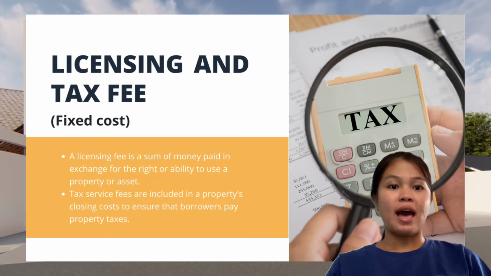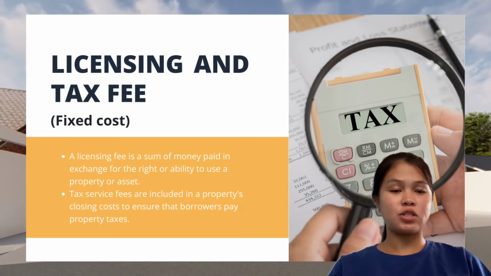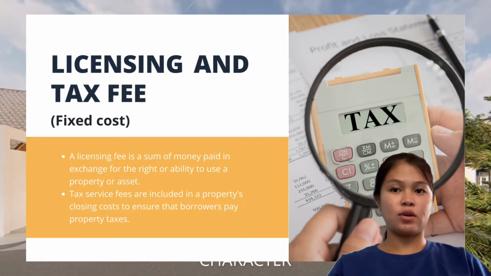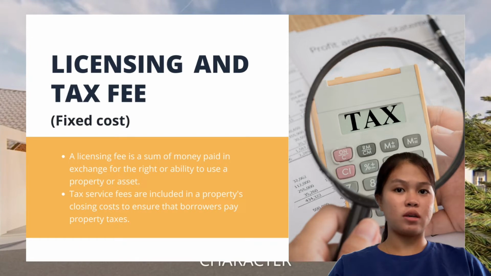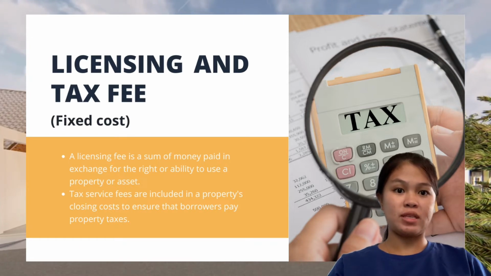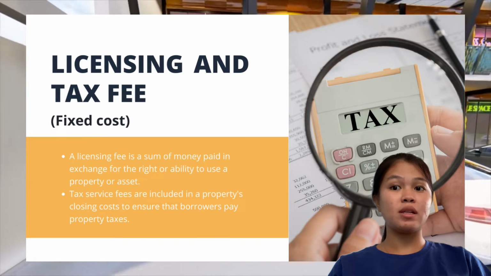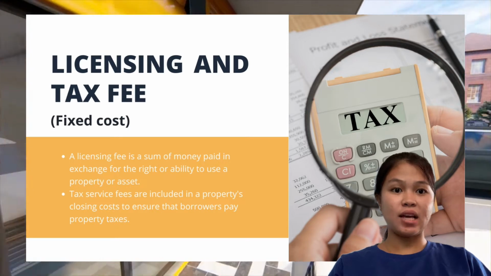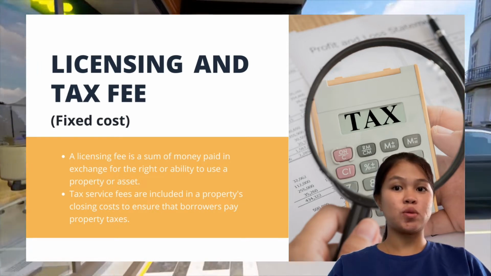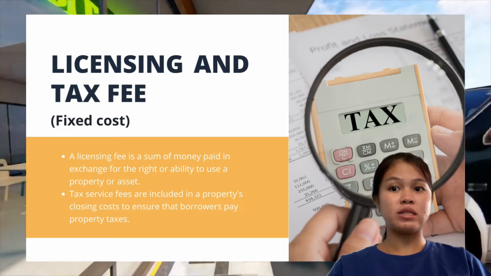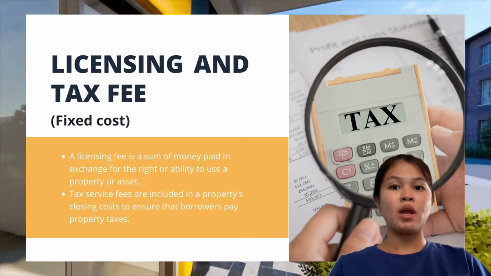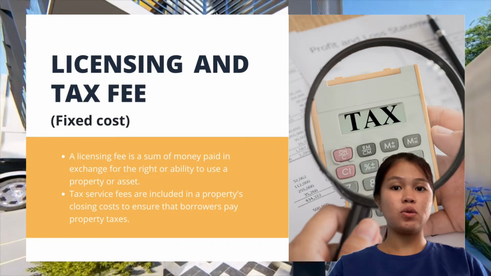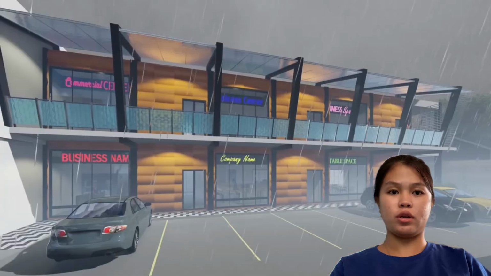Licensing and tax fee. A licensing is a sum of money paid in exchange for the right or ability to use a property or asset. Tax service fees are included in a property's closing costs to ensure that borrowers pay property taxes. A license fee is typically a one-off payment, a fixed amount paid upfront. A tax fee is also a fixed cost since you just pay taxes once, especially since this is a building, so it is a real property tax. Both licensing and tax fee are product costs since it is related to the building, which is our product.